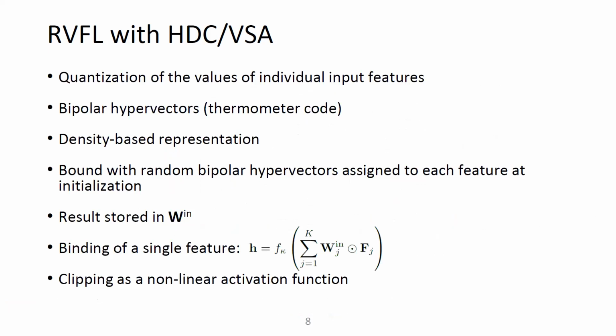Then the result of the binding of a single feature is simply the binding between the matrix Win and the hypervector features of that particular feature. And this gets sent to the hidden layer. The clipping function is used as a nonlinear activation function in place of the TANH, which is often used in this kind of network.